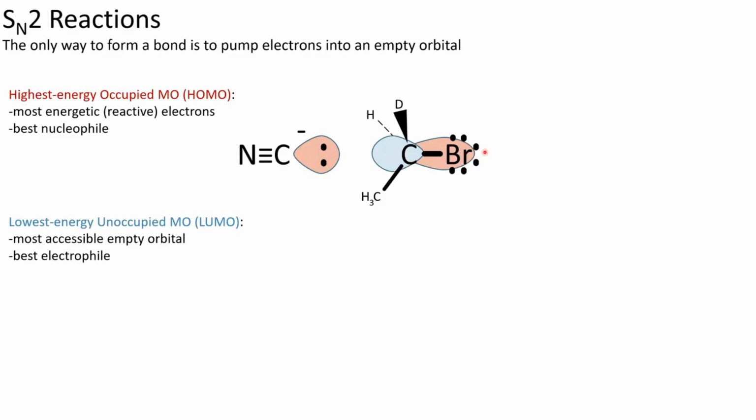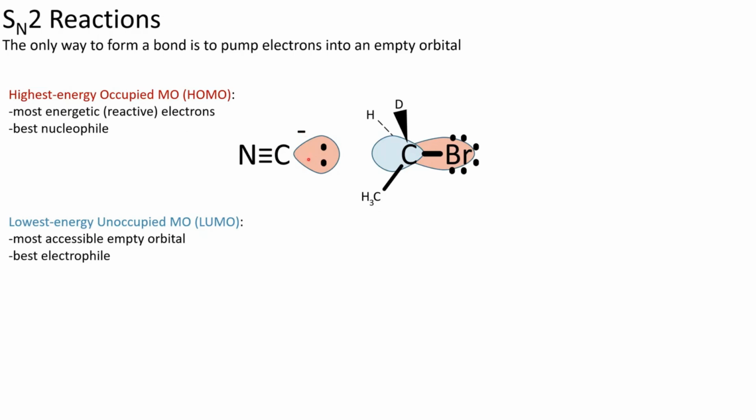Okay, what about an SN2 reaction? Again, the only way to form a bond is to pump electrons into an empty orbital. Let's introduce some new terms here. We have the highest energy occupied molecular orbital, the HOMO. Every molecule has a highest energy occupied molecular orbital. The orbital with electrons that is most energetic, highest in energy, the most reactive electrons in the system. In this case, it would be the lone pair of electrons on carbon of cyanide. Those are the highest energy electrons for this system.